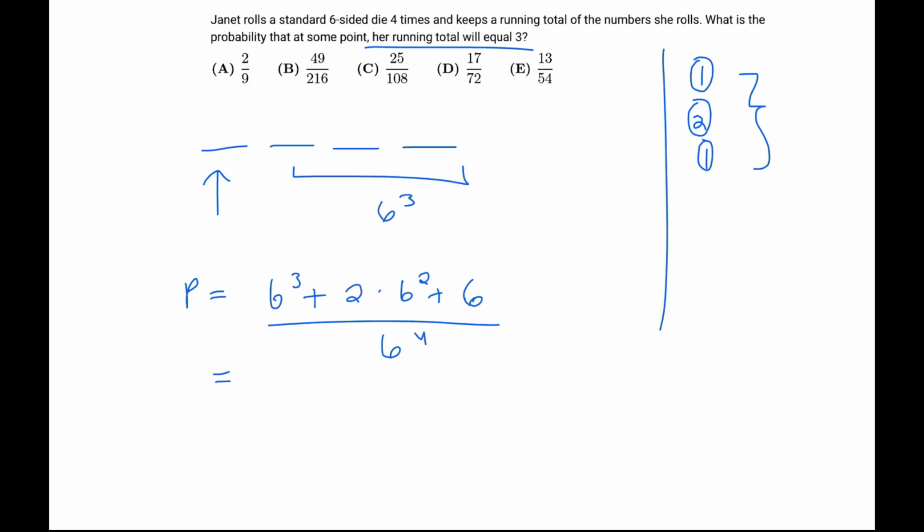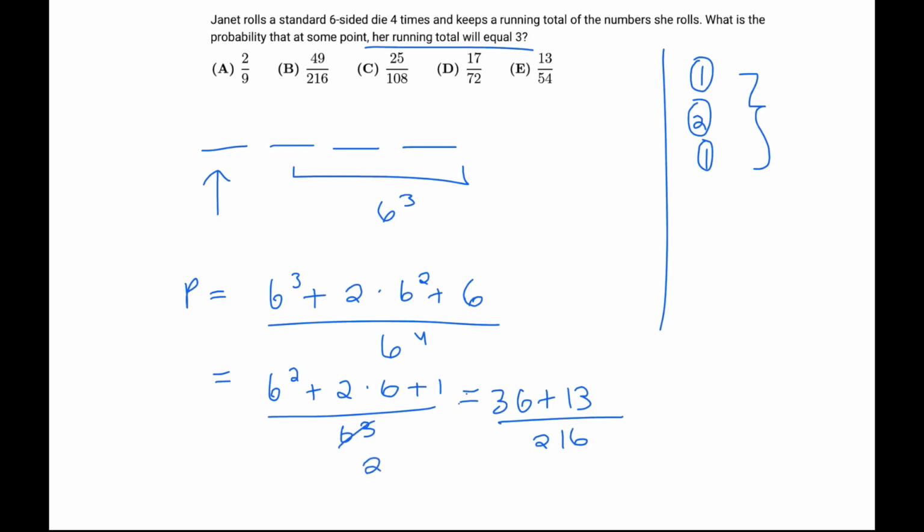Note that the numerator of our fraction is what it is because 1 times 6 to the power 3 plus 2 times 6 to the power 2 plus 6 is essentially adding up all the cases, all the successful cases. So the fraction ends up simplifying to 49 over 216. And we see that matches answer choice B.